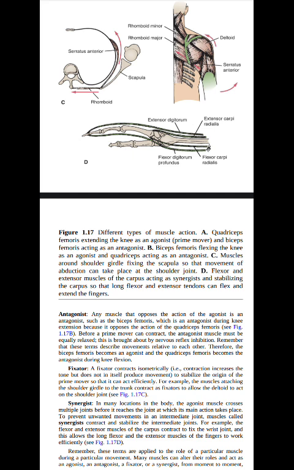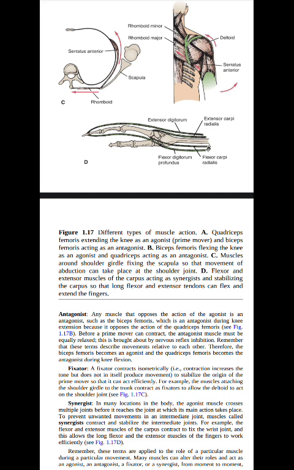Synergists: in many locations in the body, the agonist muscle crosses multiple joints before it reaches the joint at which its main action takes place. To prevent unwanted movement in an intermediate joint, muscles called synergists contract and stabilize the intermediate joints.